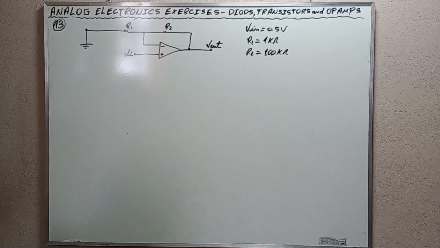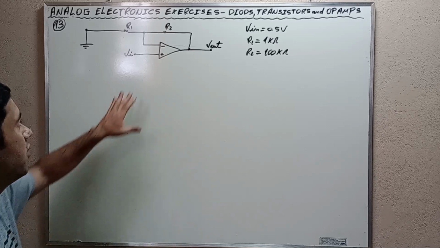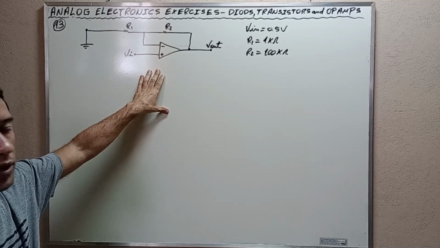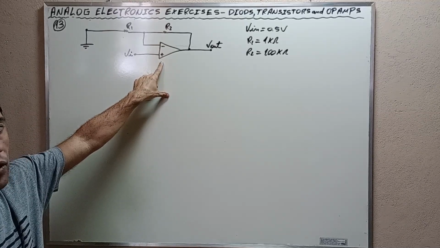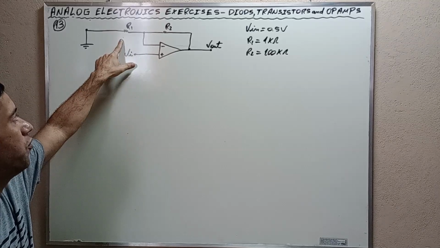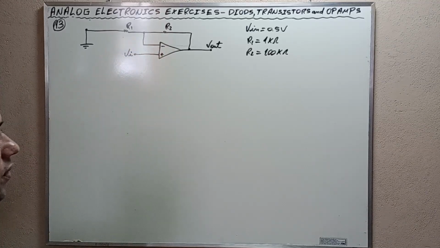For the circuit of the figure, what is the value of the output voltage if the input voltage is 0.5 volts, R1 is 1 kilo ohm and R2 is 100 kilo ohms? Okay, my friends, that's the question. But before calculating anything, let's identify what we are working with. This is a circuit around an operational amplifier with resistances, and this is what we are going to work with. Let's go to the solution.